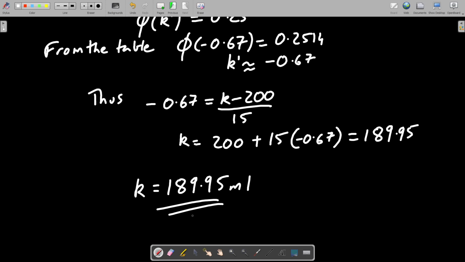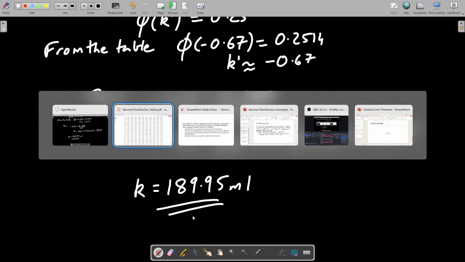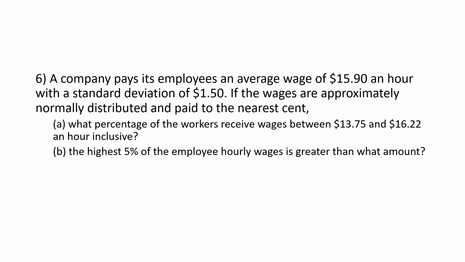So for homework, I'll give all this problem. You can try this out. The last question. So average is given as 15.9 and standard deviation is given as 1.50. First is find the probability of X lying between 13.75 to 16.22.